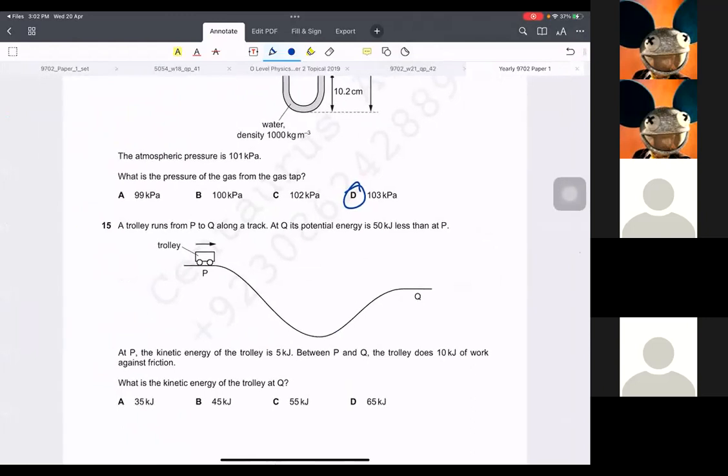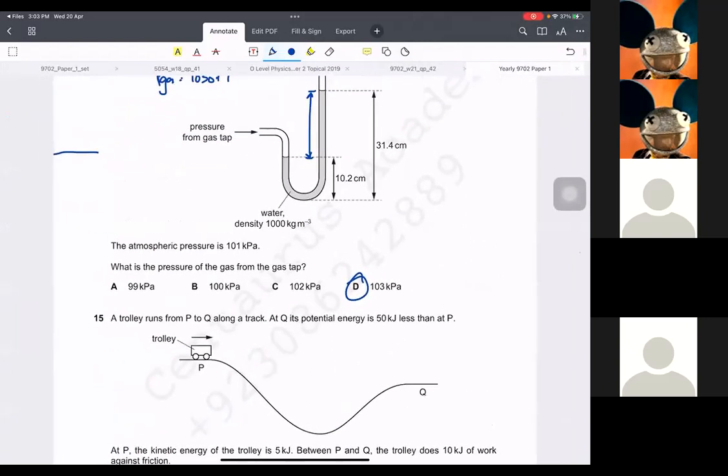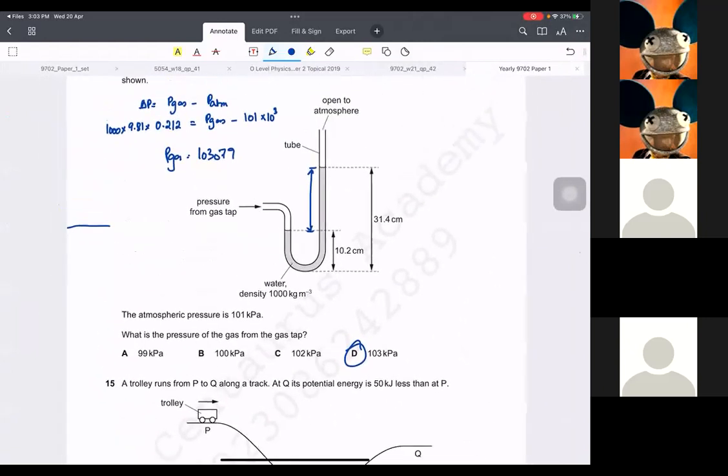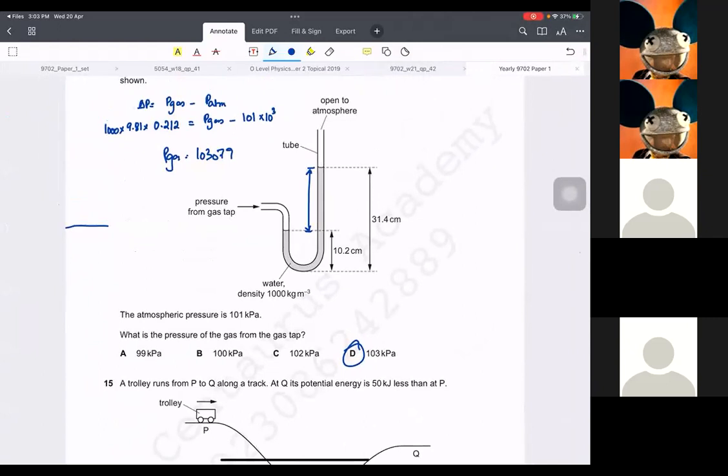Now here it says P is the kinetic energy. Sir? Yes. You just calculated the pressure with the change in gas. Then what did you do? I found what is the change in pressure. So did you add the 101 times 10 to the power of 3? Yeah, I added it because this is my equation. If the pressure of gas was less, then this would be down, this would be up. And if that is the case, then we get change in pressure to be atmospheric minus gas, like that.